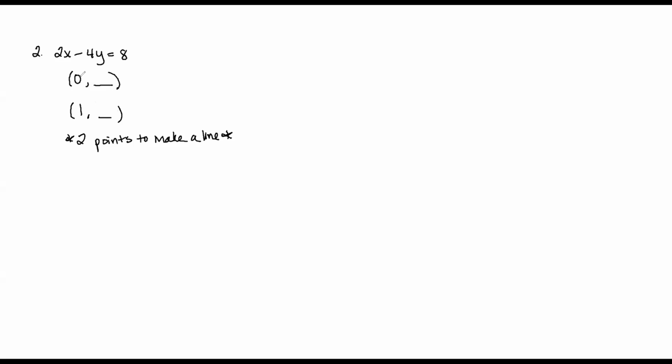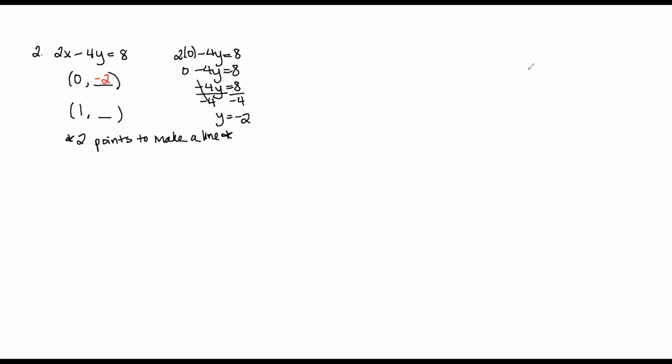So plugging in 0 for x, we get 2 times 0 minus 4y equals 8. 2 times 0 is 0, minus 4y equals 8. 0 minus 4y, negative 4y, equals 8. And then if we go ahead and divide both sides by negative 4, we get y equals negative 2. So that is our first y coordinate there.